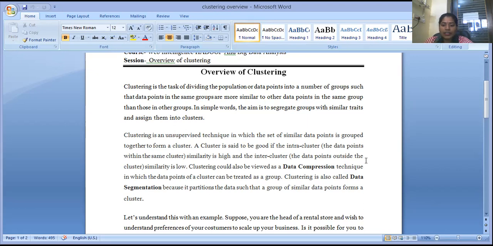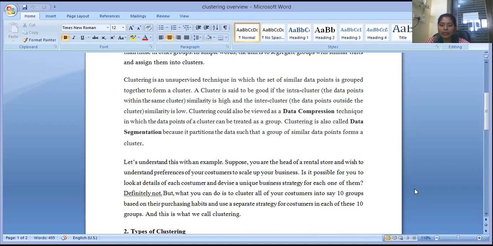So let's understand this with an example. Suppose you are the head of a rental store and wish to understand the preferences of your customers to scale up your business.